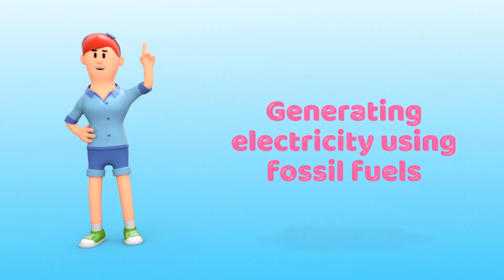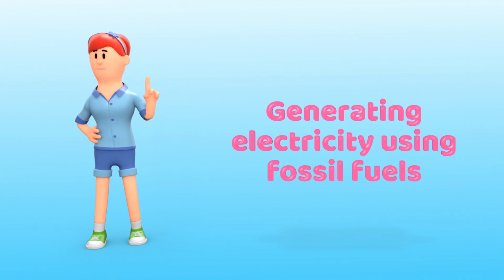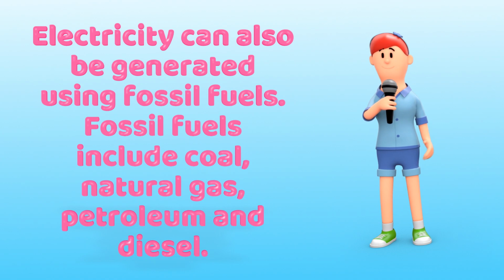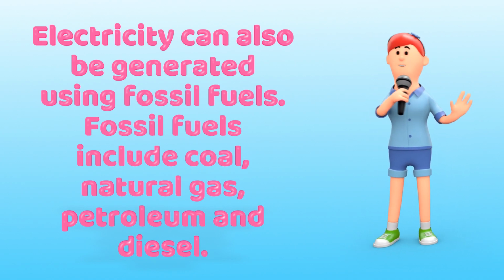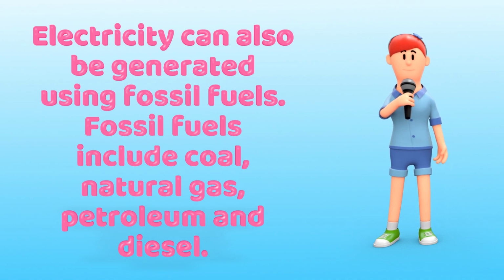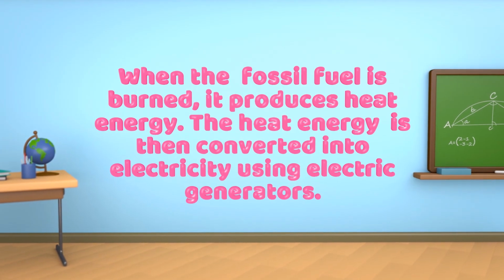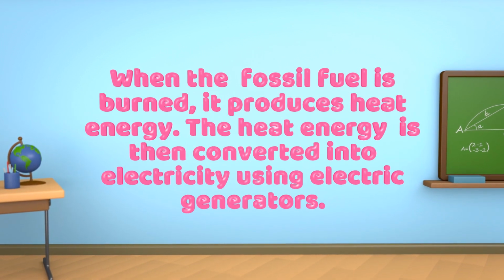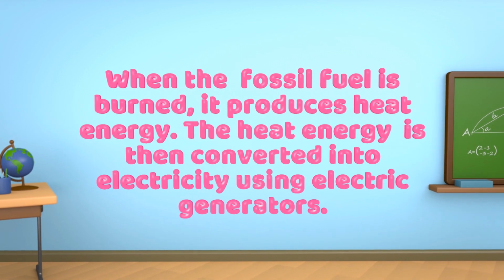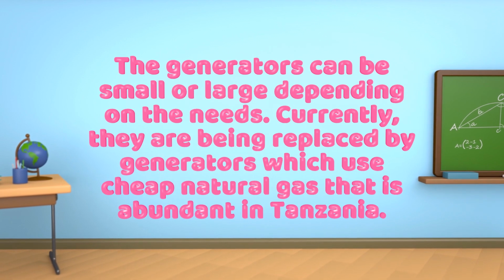Lastly, let's look at how we can generate electricity using fossil fuels. Electricity can also be generated using fossil fuels, and these fossil fuels include coal, natural gas, petroleum, and diesel. So, when these fossil fuels are burned, they produce heat energy, and the heat energy produced is then converted into electricity using electric generators. The generators which can be used are either small or large depending on the needs.